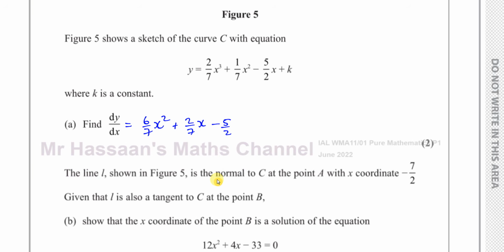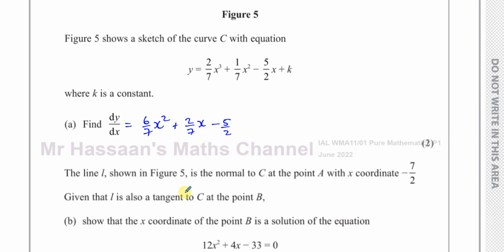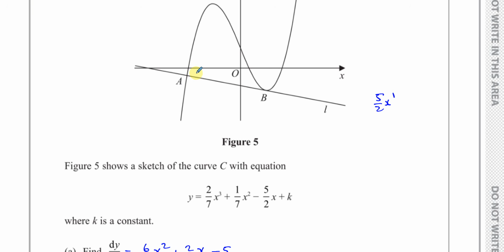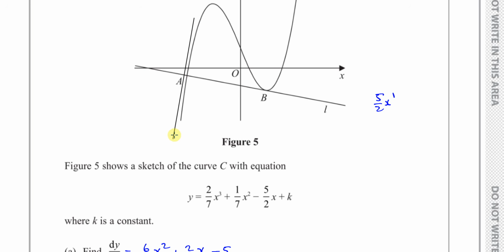Then part B says the line L shown in figure 5, which is this straight line over here, is a normal to the curve at the point A. So it's a normal to the curve at the point A, meaning it's perpendicular to the tangent at A. Now, at A, the tangent would be a line that just touches A, so it's going to be something like this, and it has the same gradient as the curve at A. It doesn't cut through the curve, it just brushes the curve at A. So the gradient of this tangent and the gradient of the curve at A is the same. That's what that means.